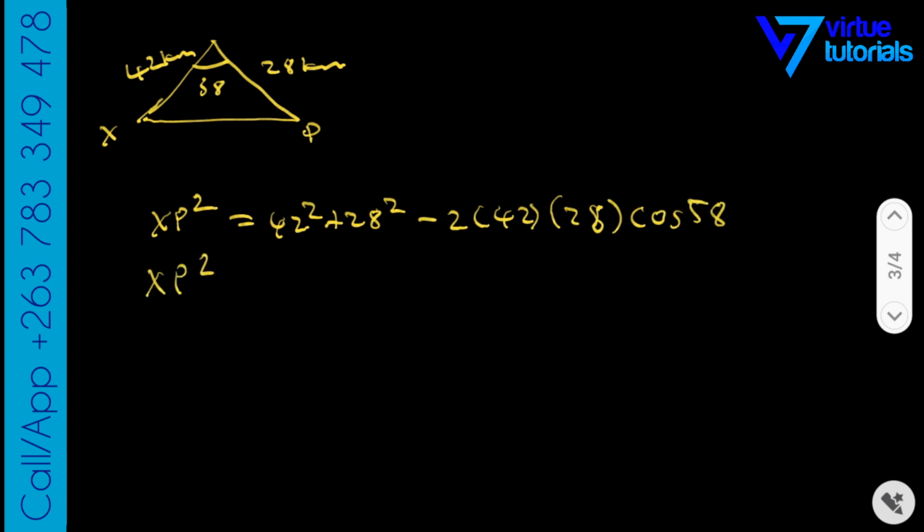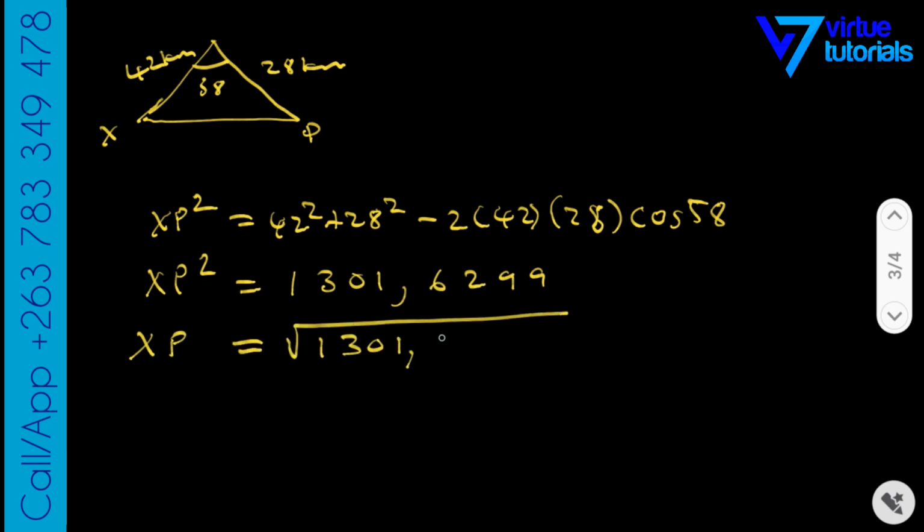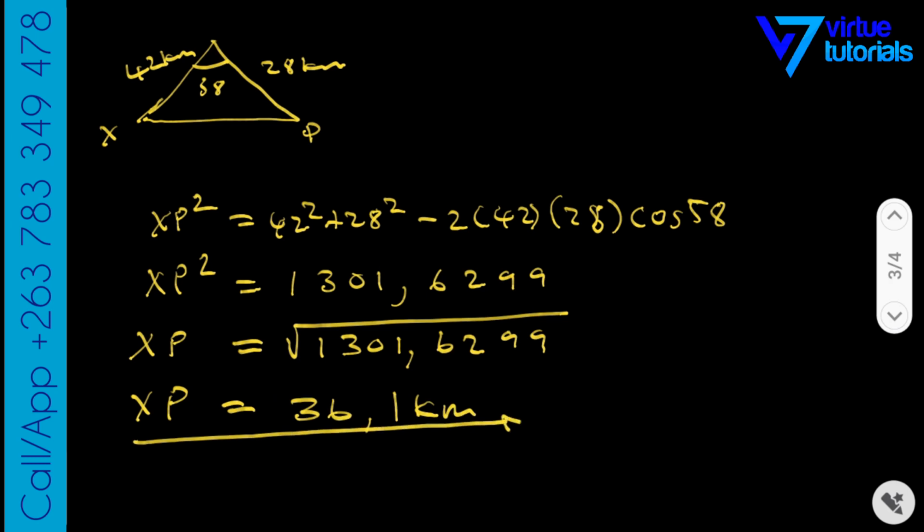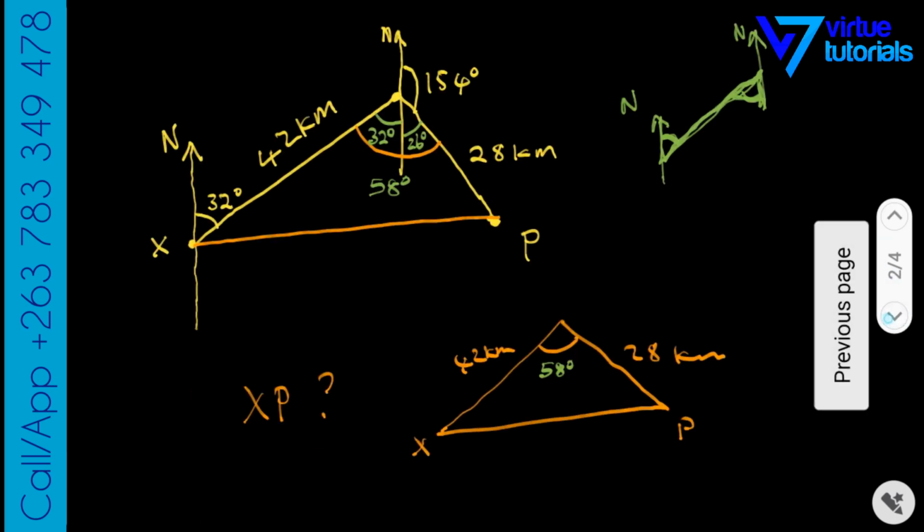So XP squared, if I submit this to the calculator, I'll get 1301.6299. Now this is XP squared, so I can square root that to find XP. So square root of 1301.6299 gives you a value for XP, which is going to be 36.1 kilometers. So that's how we find XP. It's quite simple. That's the first part.